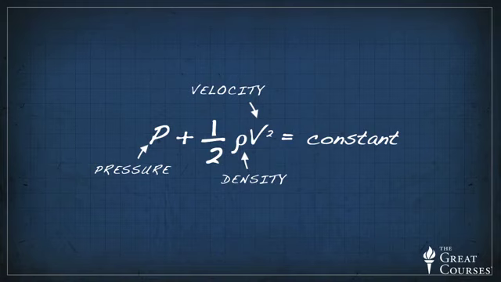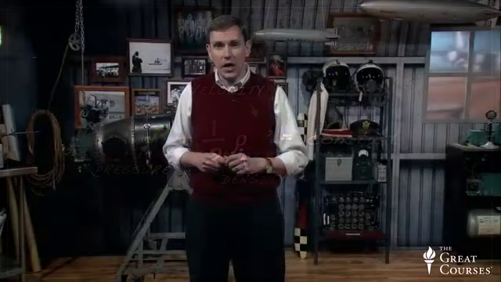This directly shows that pressure and velocity are inversely related. The higher the velocity, the lower the pressure must be in order to maintain the summation constant. Or conversely, the lower the velocity, the higher the pressure must be. So let's pull these ideas together.